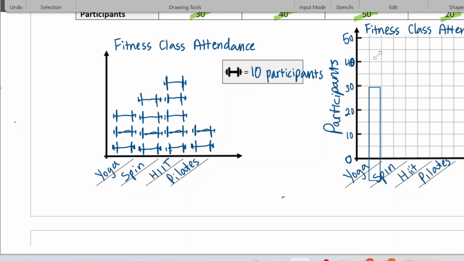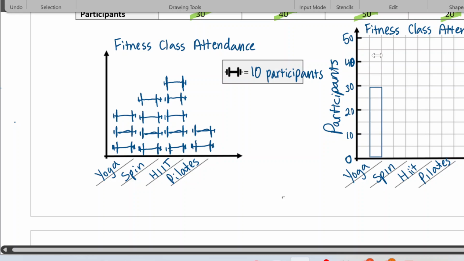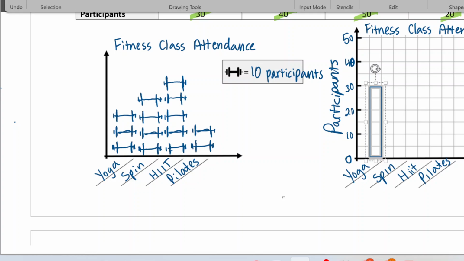30. I'm going to see if I can move that. There we go. Actually, that's not bad. There, and I want to make sure it goes exactly to 30. Sometimes it's nice also to shade it in so it's easy to read and see. So I'm going to do that with a highlighter. Okay, so spin now we have 40. So I'm going to do that same thing.